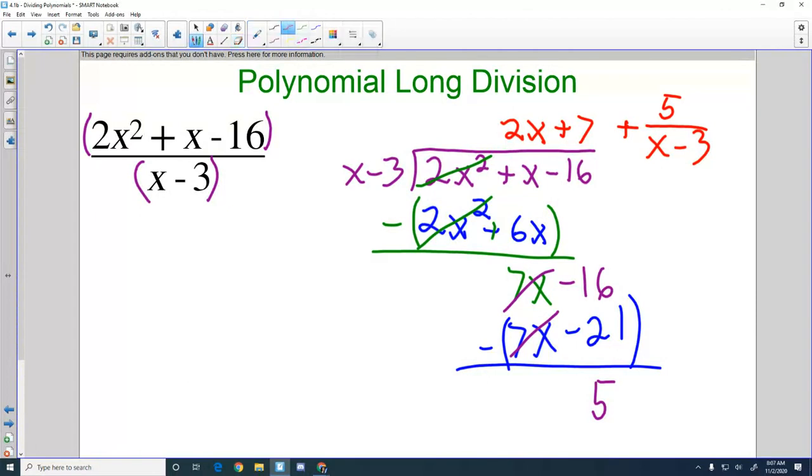And so that's our answer. 2x plus 7 plus 5 over x minus 3.